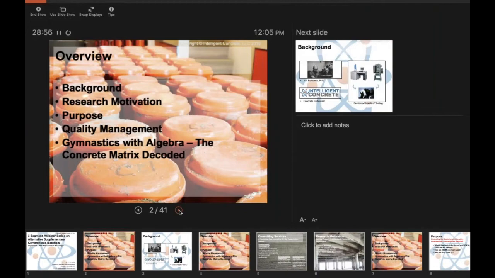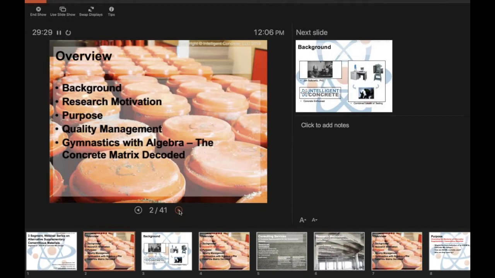Before I get into the meat of what we're talking about today, a quick overview: background of who I am, what I do, and a research motivation. Why are we going after these alternative supplementary cementitious materials? After that, we're going to look at ASTM C1709 and the quality management portion of that ASTM that differs from ASTM C618, what we would use for our Class F or Class C and even Class N fly ashes, or materials, excuse me.